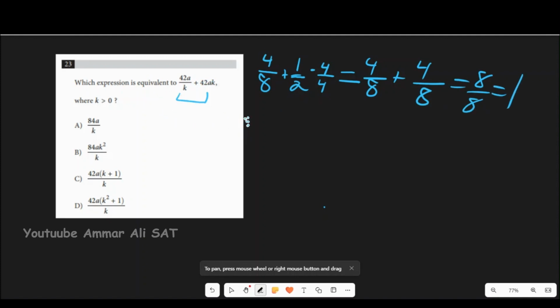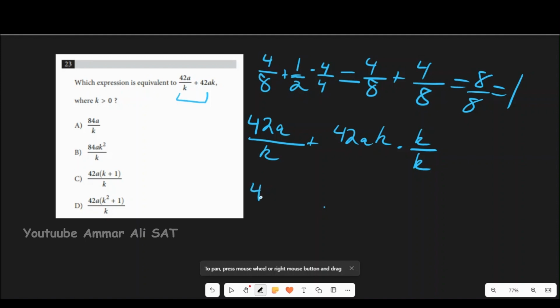Let's do it for the actual problem now. So 42a over k plus 42ak. How can we get k in the denominator for this term? Well, we do the exact same thing as we did in the example. We multiply it by 1. In this case, we're going to multiply it by k over k. K over k is just 1, remember? So now we will have a k in the denominator and another k in the numerator.